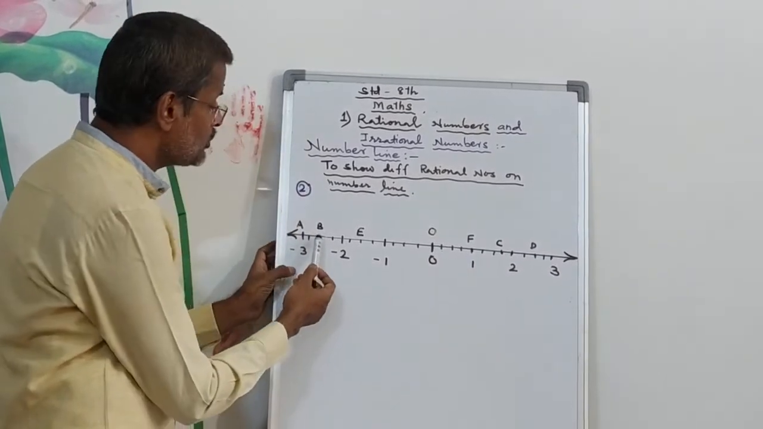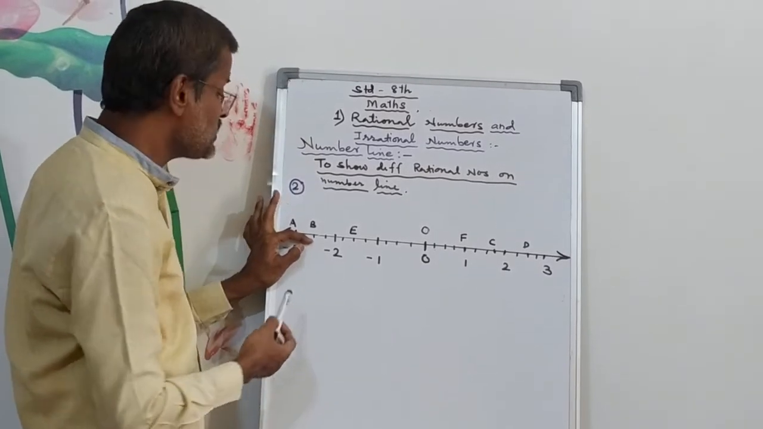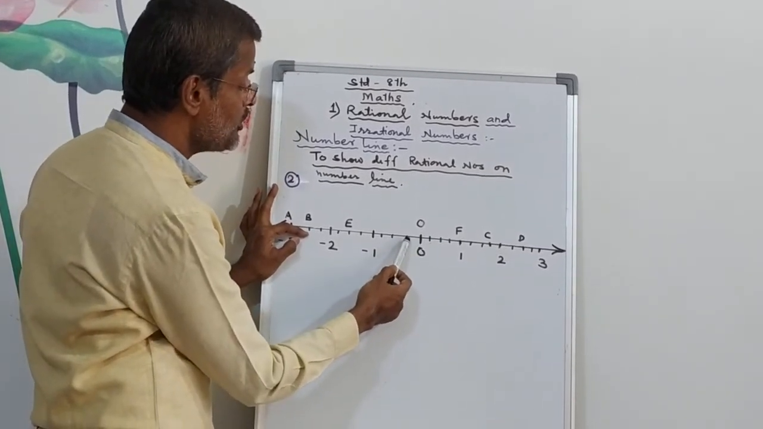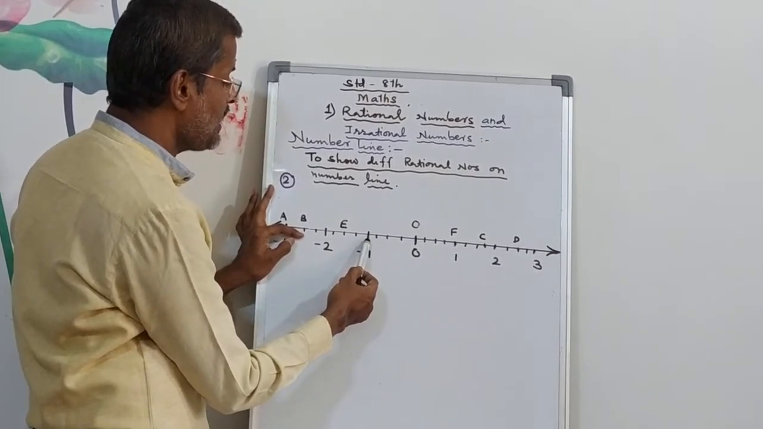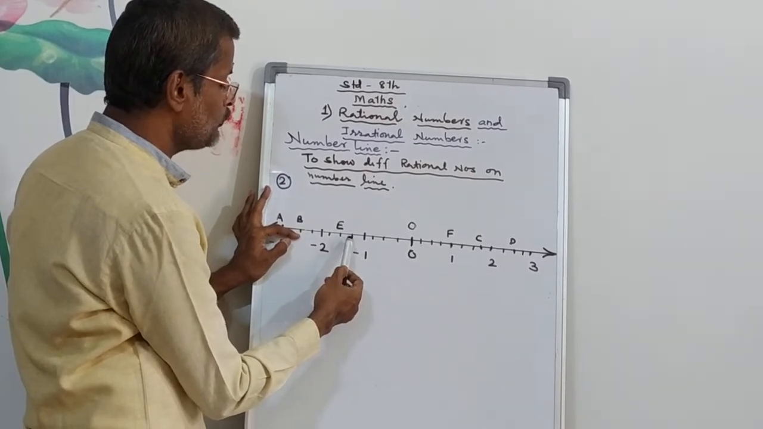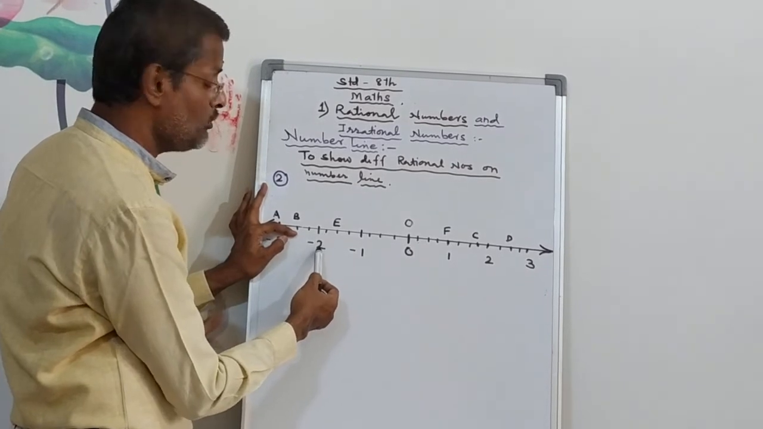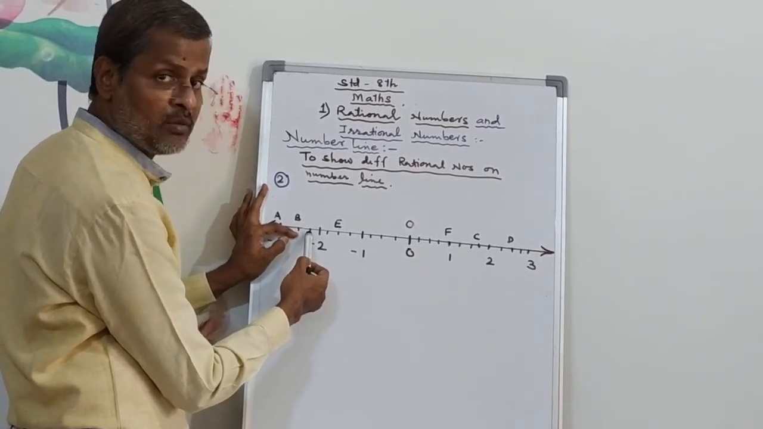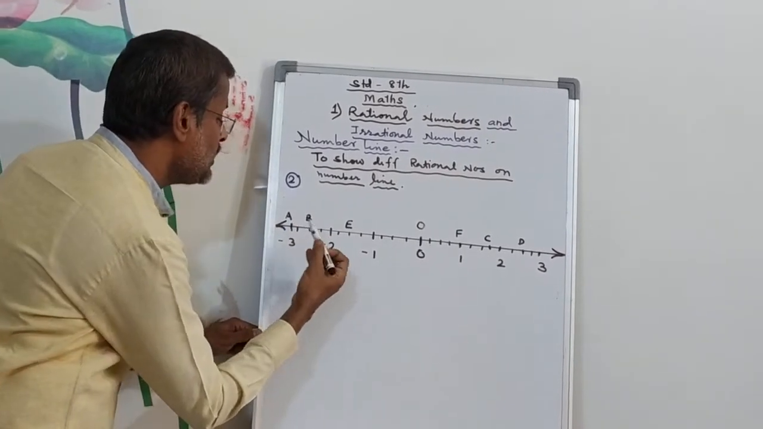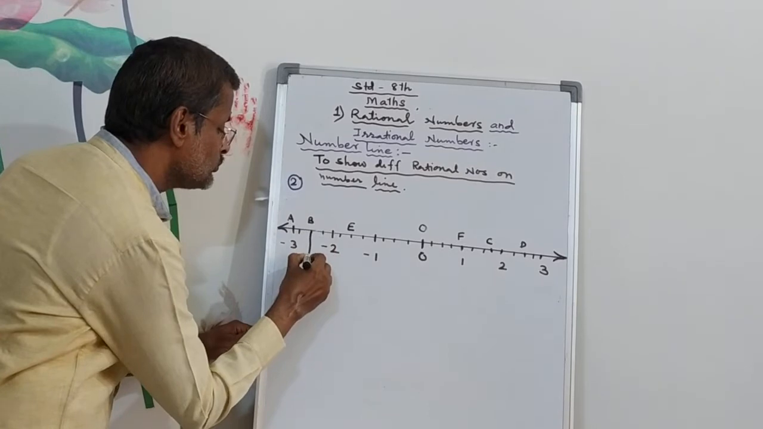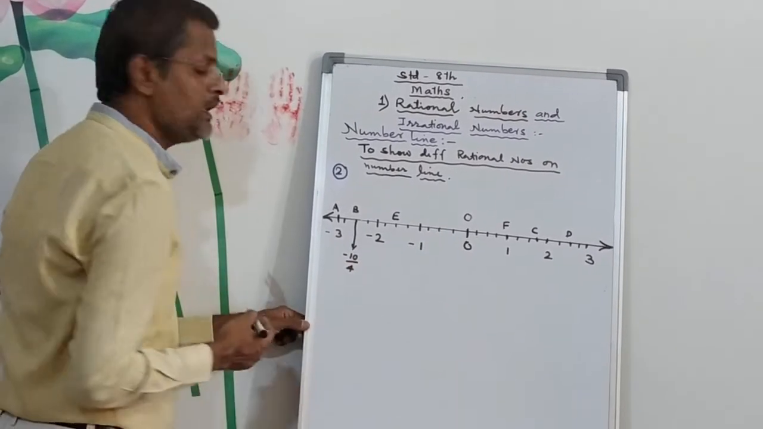Let us count for number B. Start from 0. It will be minus 1 upon 4, minus 2 upon 4, minus 3 upon 4, minus 4 upon 4, minus 5 upon 4, minus 6 upon 4, minus 7 upon 4, minus 8 upon 4, minus 10 upon 4. So B will be minus 10 upon 4. B represents minus 10 upon 4.